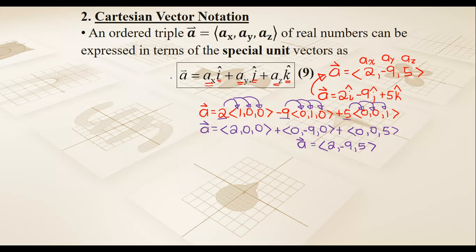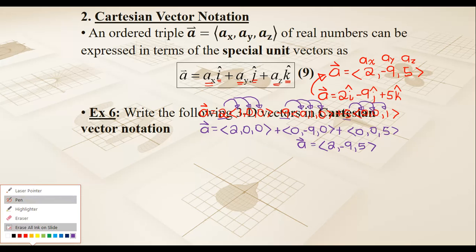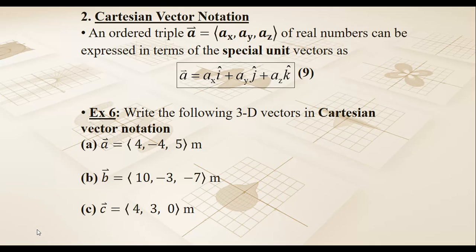So all this is an alternate way of expressing a vector in three-dimensional notation, but it is more common in later physics and engineering courses. I'm going to erase all this so we can actually see the example, and this is going to finish the lesson off. It says write the following 3D vectors in Cartesian vector notation. So these three vectors are all written as ordered triples, or triplets, and we want to write them in Cartesian vector notation.